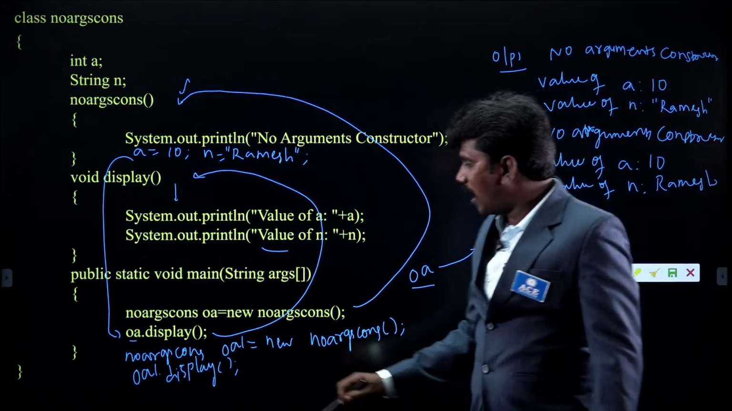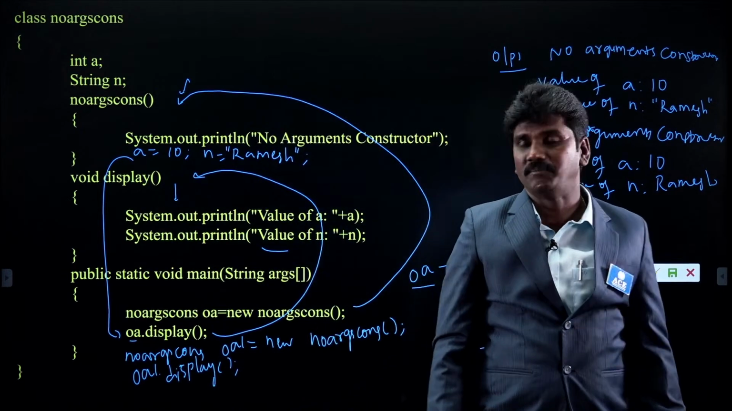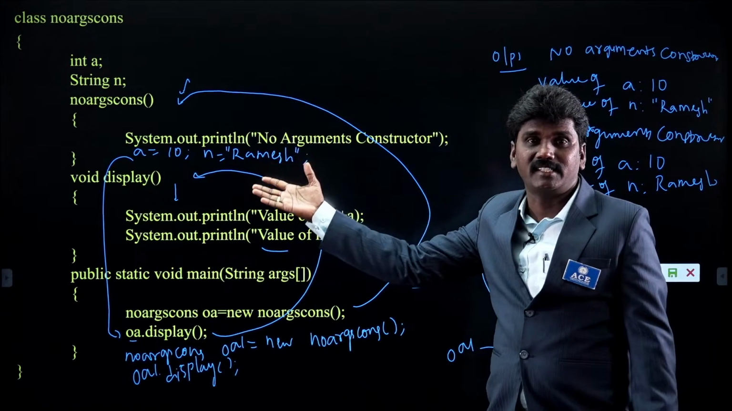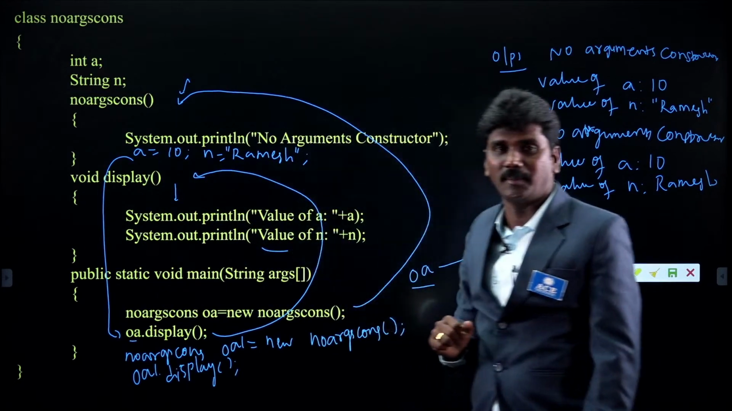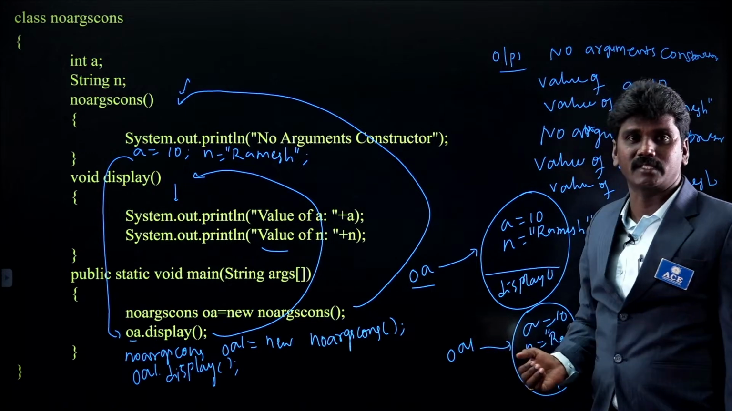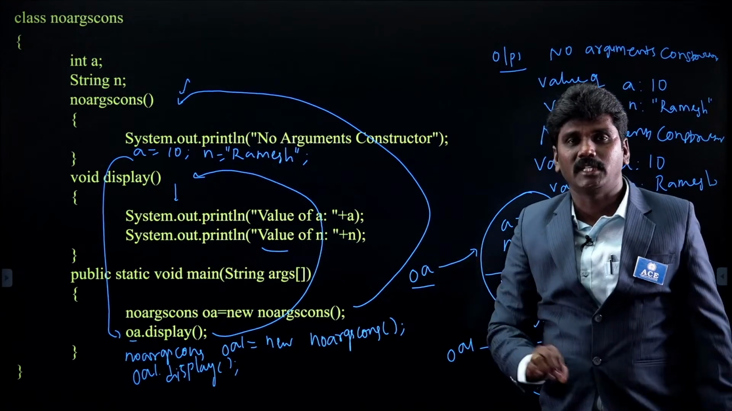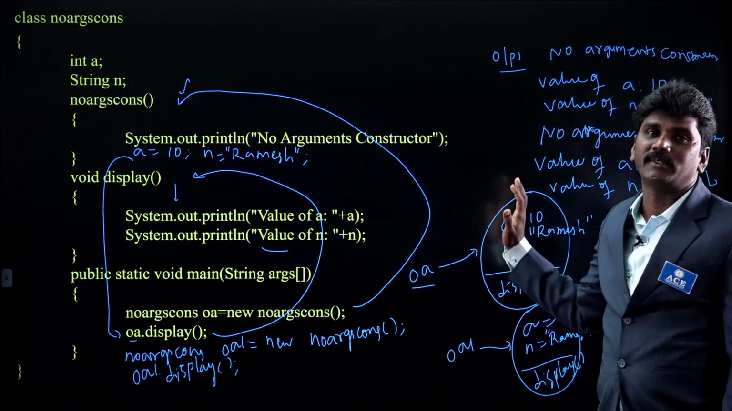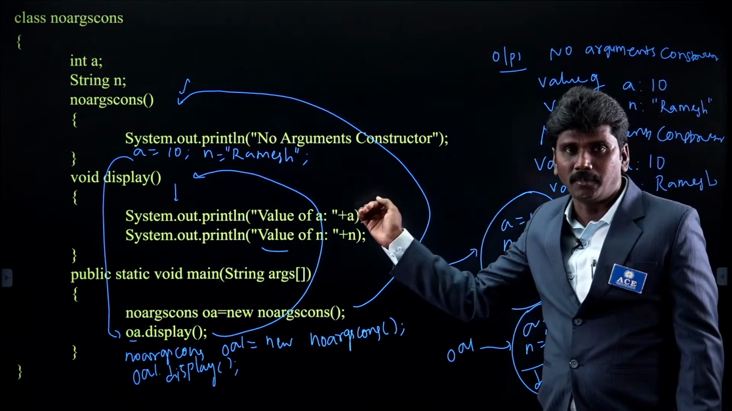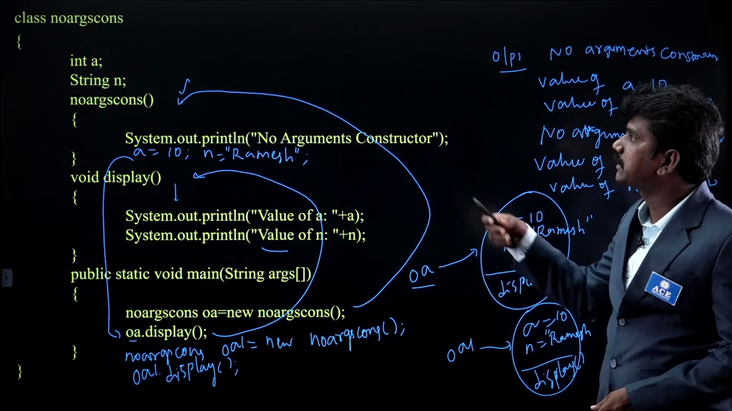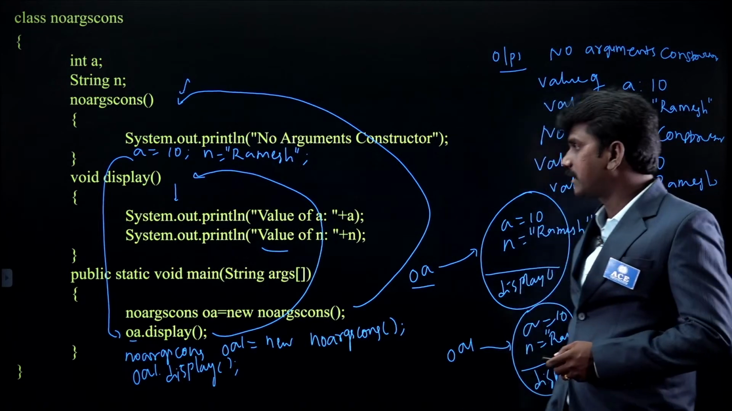For the object OA and OA1, we are getting the same output, because inside the constructor itself, we are assigned the values like A is equal to 10 and N is equal to Ramesh. Not only these two objects, if you create 100 objects, 1000 objects, for all the objects, the output is going to be same. So to solve this problem, we are having the next constructor, that is parameterized constructor. Let us see that concept.